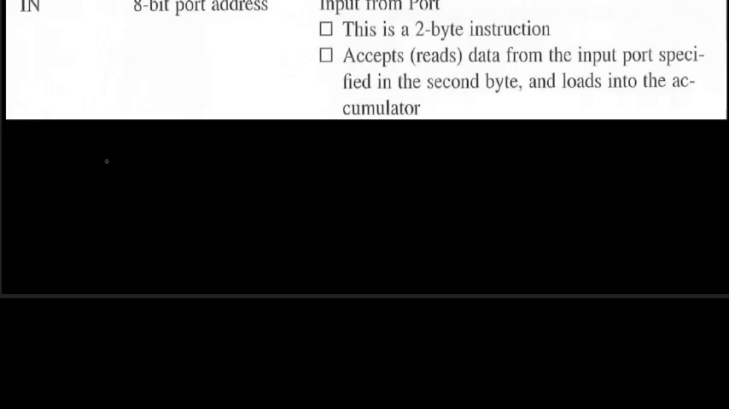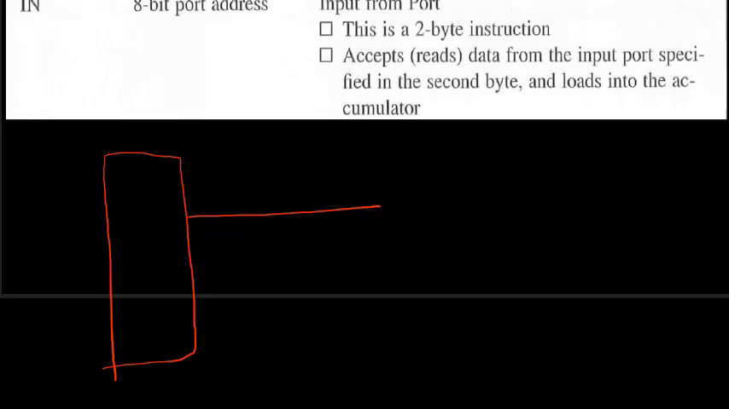Suppose this is the microprocessor, and we have some connected input output devices. Every input output device has a port address. Suppose this is one of the output devices, which I am drawing in blue. And suppose we have some input device here. Okay, this is the input device. These devices may have some address.